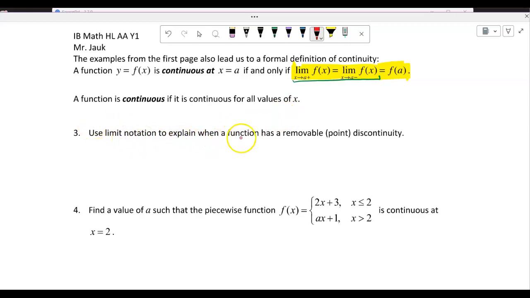Use limit notation to explain when a function has a removable discontinuity. This is limit notation. f of a is undefined, or the limit as x tends to a of f(x) should exist, and this is not equal to f of a. So my limit from both sides is equal, like the first graph that we did, but I just don't have the value there. You have a hole, and to remove it, you plug the hole basically.